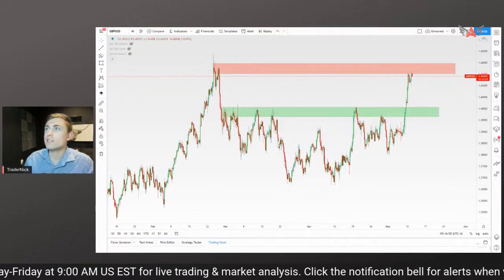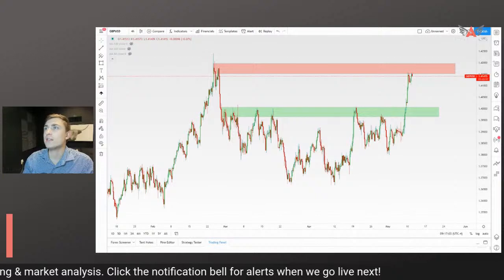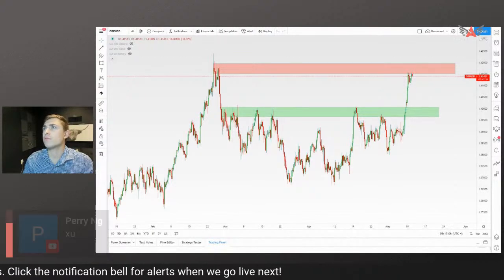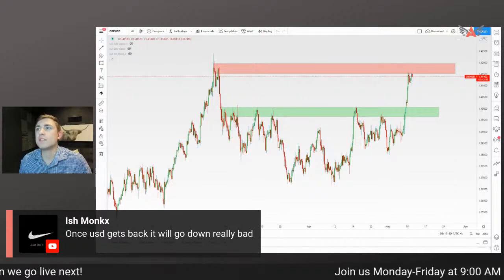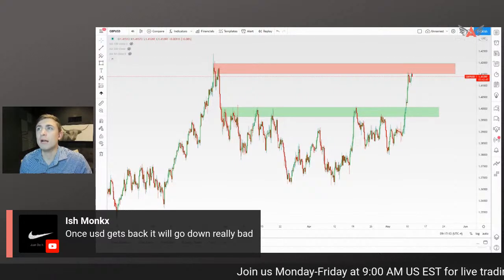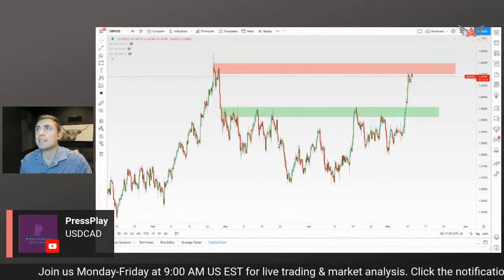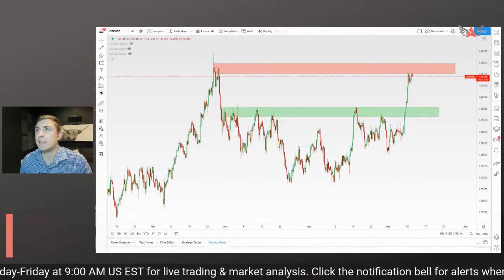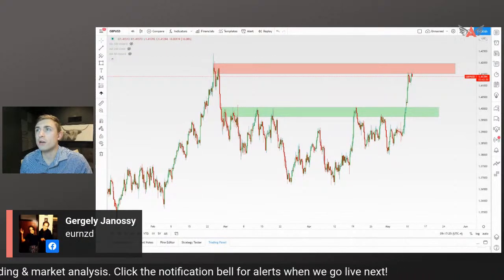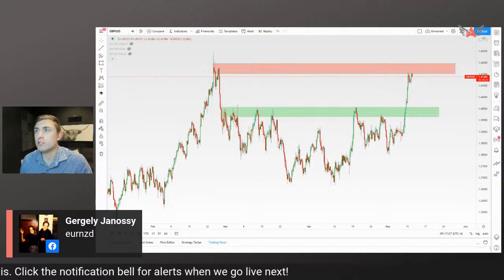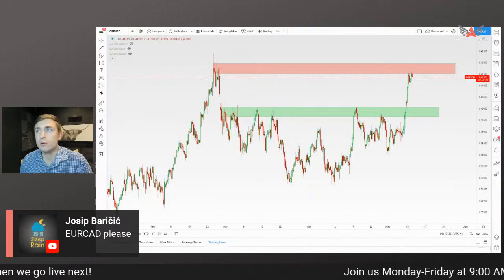So let's see what's going on here. Somebody said AUD USD. Ish says once USD gets back, we'll go down really bad. Yeah, the US dollar is looking really, really interesting right now. We got USD CAD as a request. I would like to take a look at dollar CAD. Got lots of recommendations: CAD yen, pound yen. You've got Euro New Zealand from Gurgly over on Facebook. Shout out to our Facebook viewers right now. Pound yen, Euro CAD. Okay, we got a good mix.